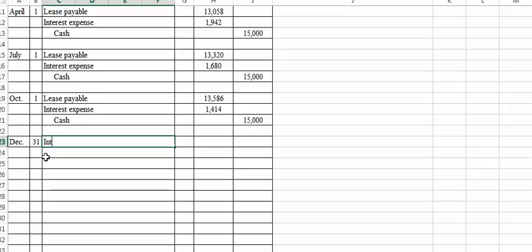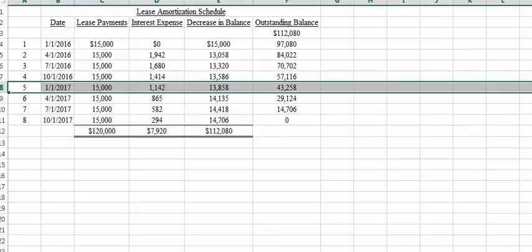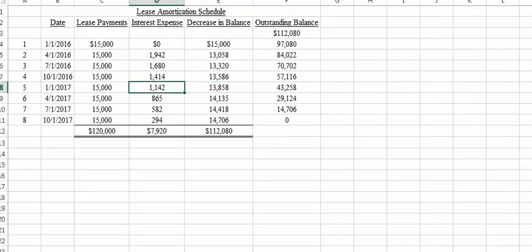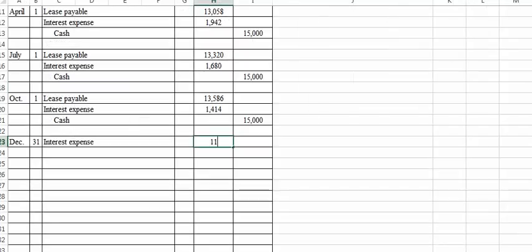So we're going to debit interest expense for the amount of interest that has built up from October 1st, 2016 to December 31st, 2016. So where do we get that number? Well, it's the interest expense that's going to be paid on January 1, 2017. So it's $1,142. We haven't paid them yet, though, so we'll set up a liability, interest payable.